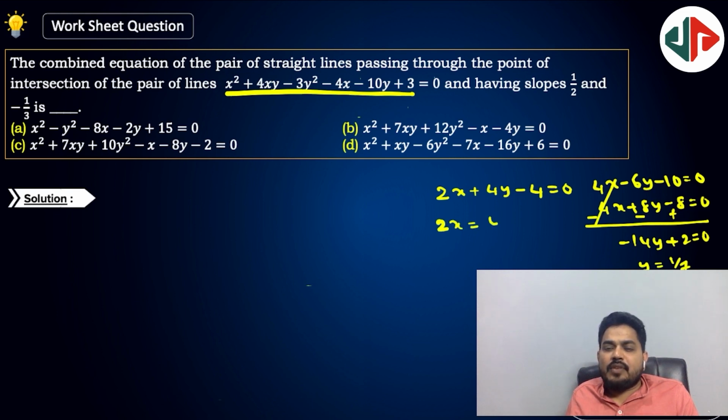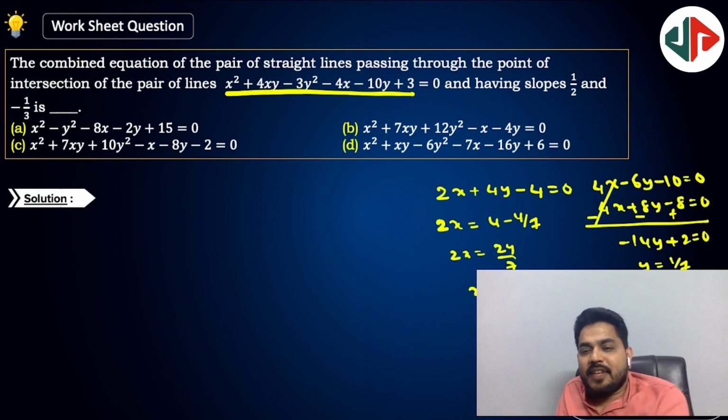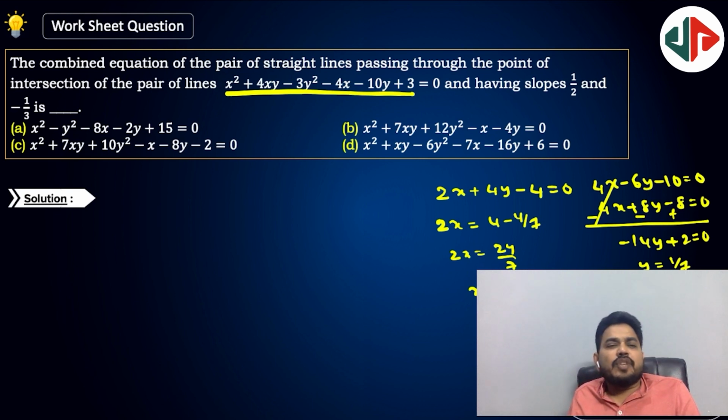2x is equal to 4 minus 4 by 7. 2x is equal to 24 by 7, x is equal to 12 by 7. Okay, 12 by 7. What is the value of y you are going to get? Just check. After that, passing through that point and having this much of slopes, you can get the answer.